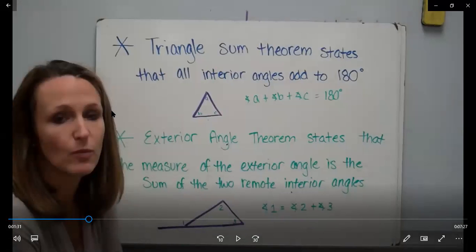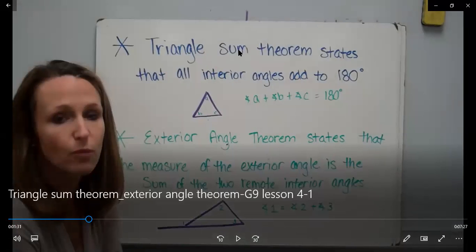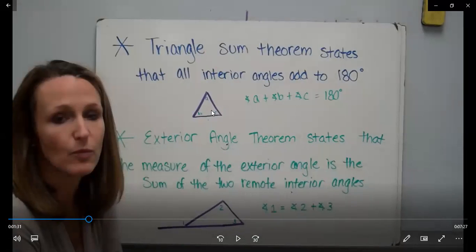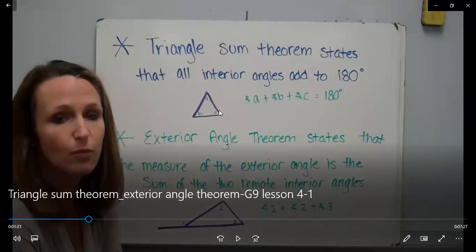It states that all interior angles add to 180 degrees. So we know that the sum of all angles inside the triangle equals 180 degrees, and you have to know the difference between inside and outside. When we have a triangle like this, the measure of angle A plus B plus C should equal 180 degrees. And we have the exterior angle.